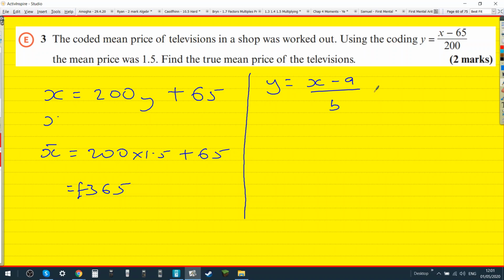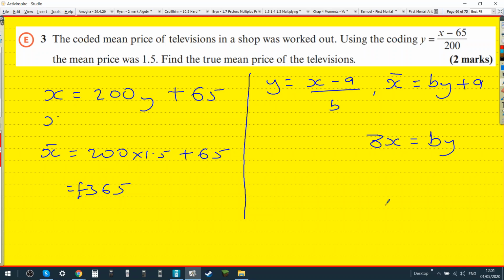Oh, does y need to be the subject for that one? No. So for the mean, y is equal to (x minus a) over b. So x bar is equal to b times y plus a. For the standard deviation, the only difference is you don't add the a. It's just times by the number.